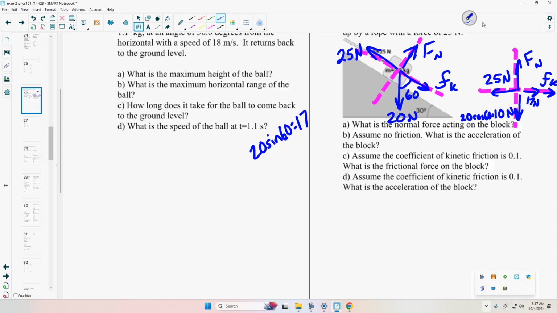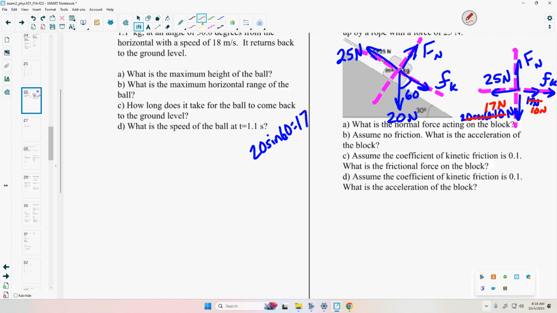Yeah, Ben? What's the cosine on the negative y part of the grid? Oh, I did that wrong, didn't I? Yeah, that should be 20. I got those switched. So this should be 17 newtons, and this should be 10 newtons. Yeah. Okay? Is that clear?